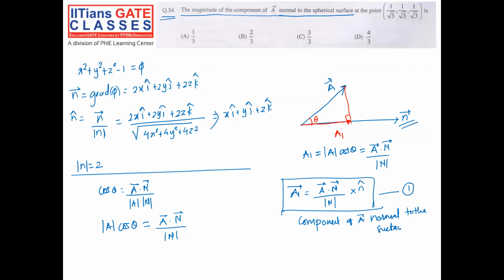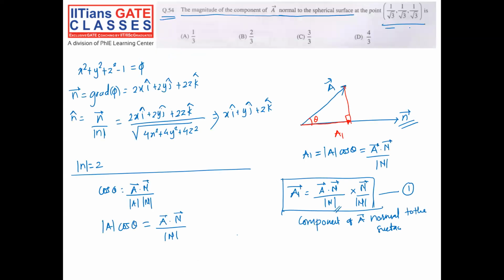N cap, you can write it as again n bar by mod of n. So we already know the value of mod of n, we already know the value of n bar, we also know the value of a bar. So you just have to take a dot product here and solve it. I'll go to the next page now, and let's calculate a bar dot n bar at the point 1 by root 3, comma 1 by root 3, comma 1 by root 3. That is what they have asked in the question.